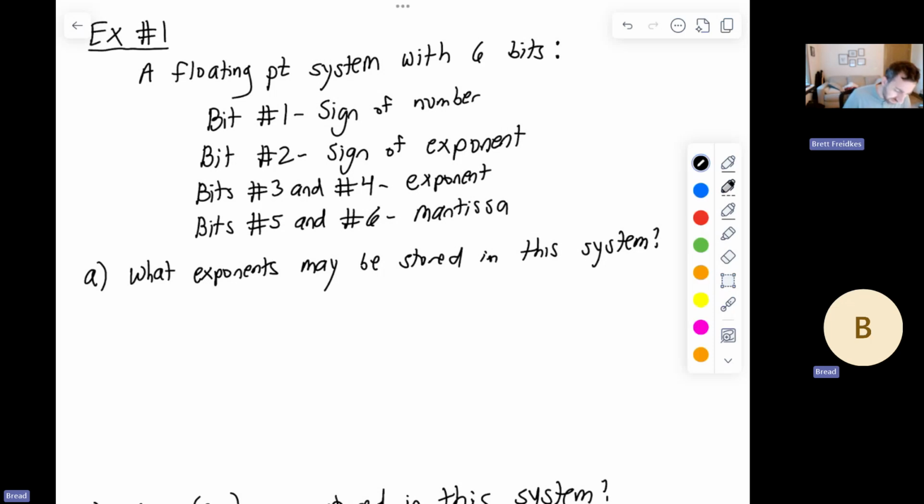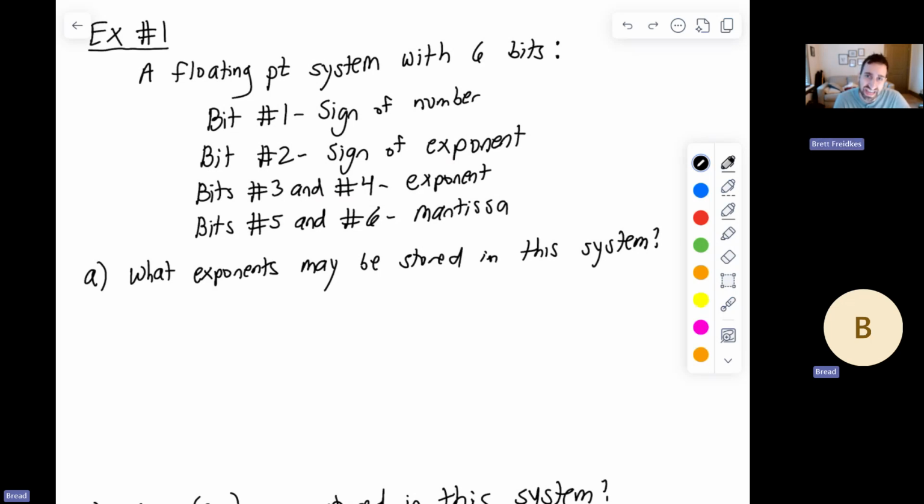And in this problem, I'm going to give you a floating point system that has 6 bits in it. The first bit is going to be the sign of the number. The second bit is the sign of the exponent. Bits 3 and 4 are the exponent itself. And bits 5 to 6 are the mantissa. Now, the first question you should ask yourself is, is this system biased or unbiased?